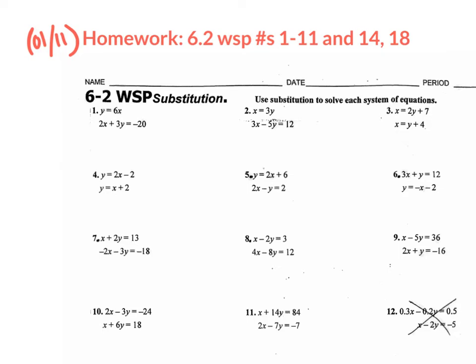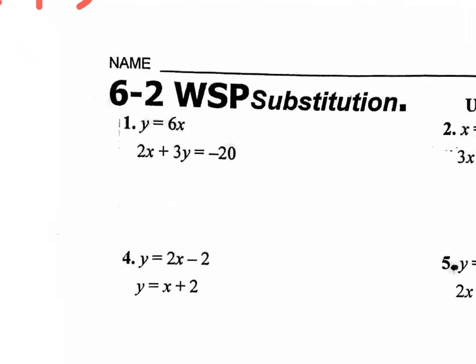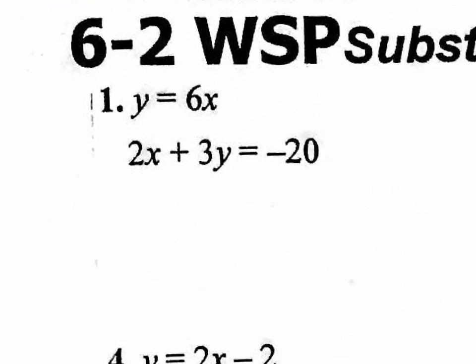So the homework is to do 1 through 11 and 14 and 18. Let's jump to number 1. Let's just start from the beginning. Step 1 is to pick an equation and pick a letter to get by itself.